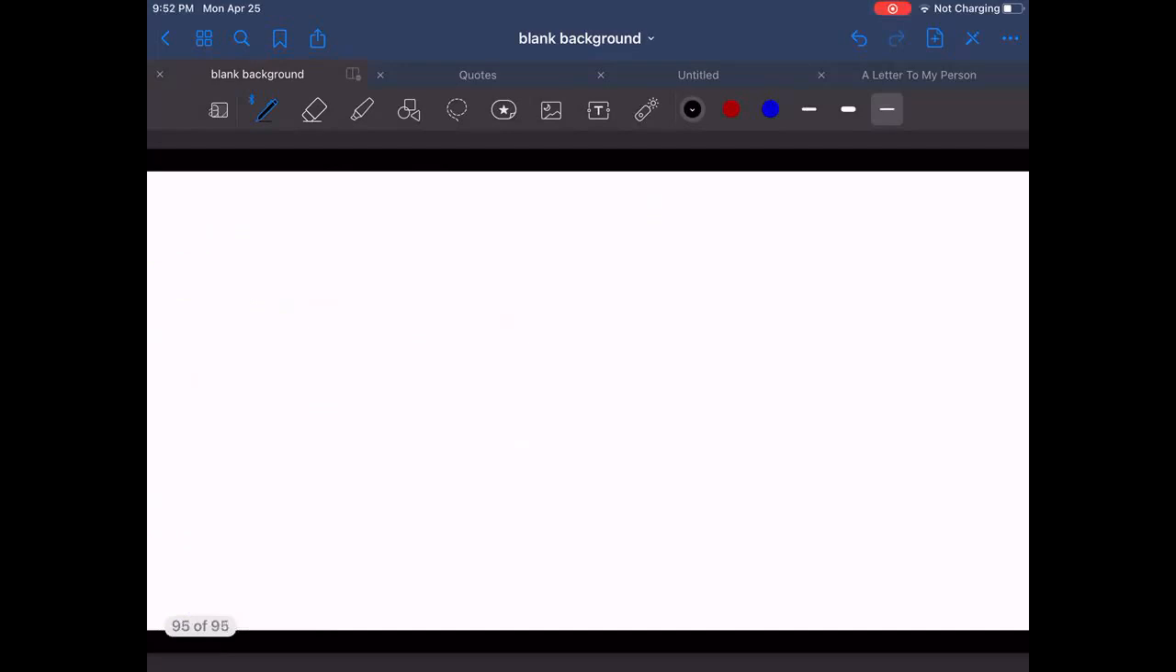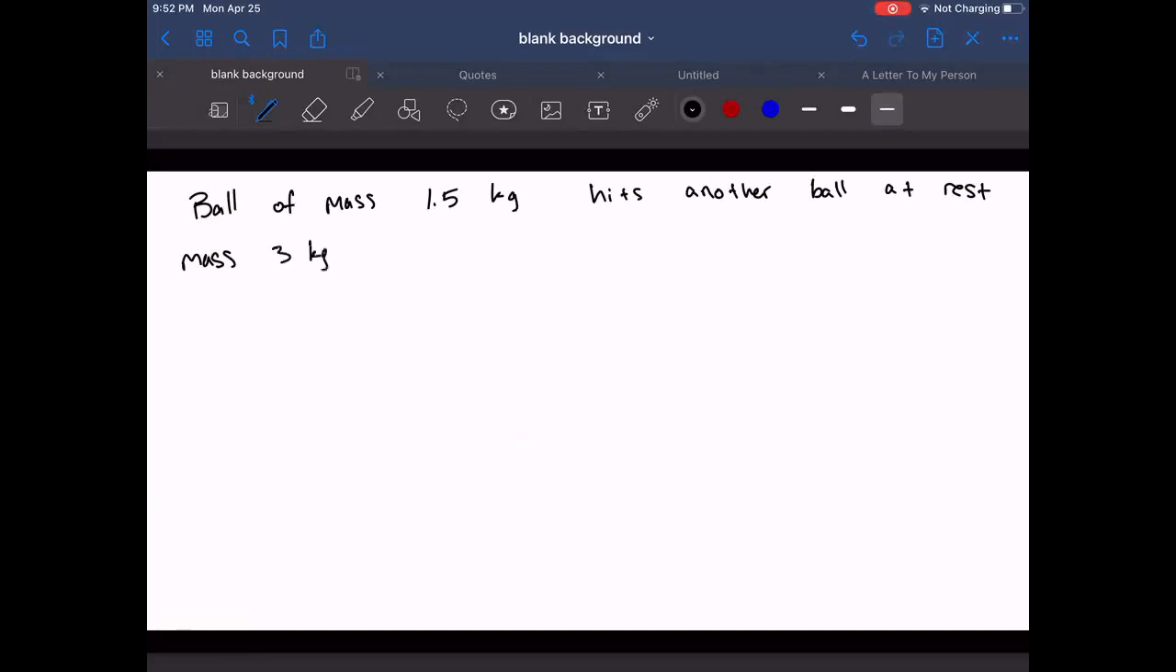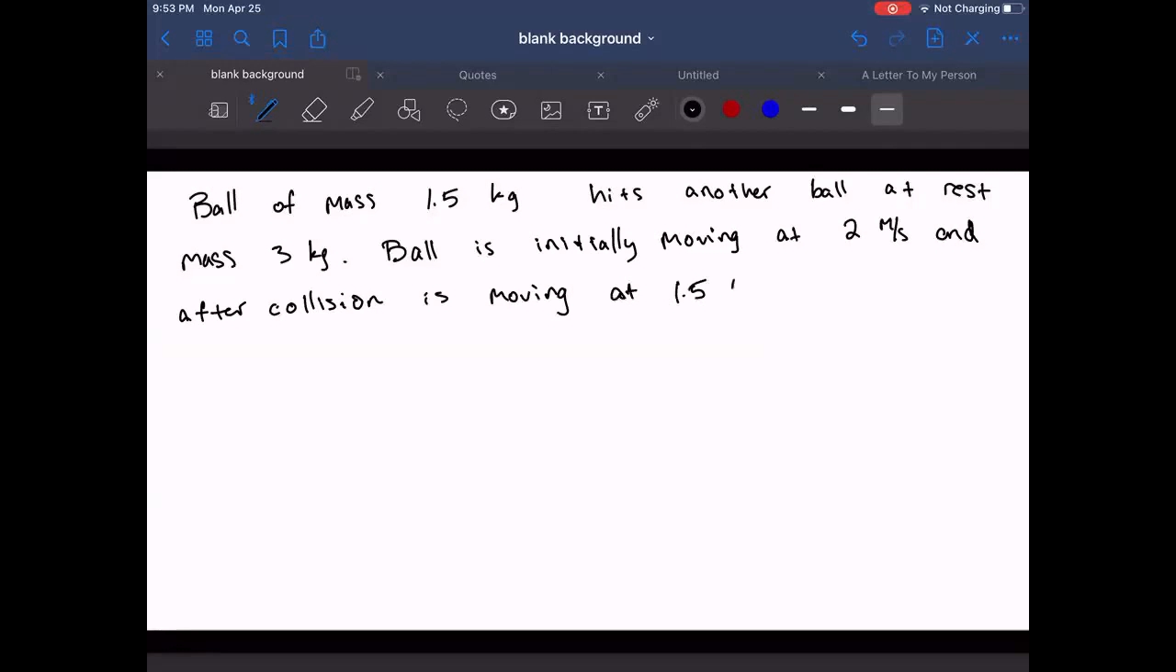Okay, so I'm just going to do the same thing. Ball of mass 1.5 kilograms hits another ball. Find speed of second ball.